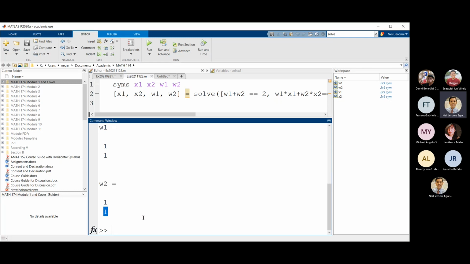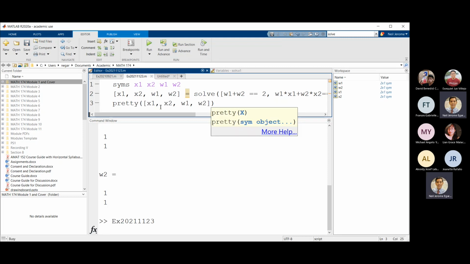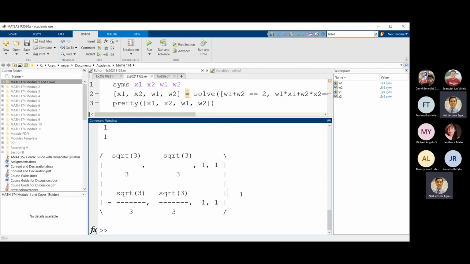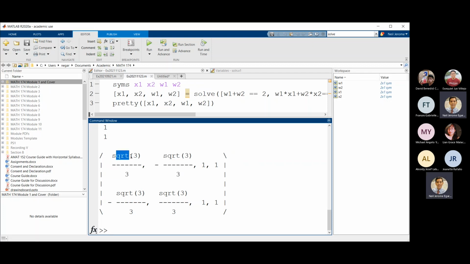Okay? Actually, I think there's a better way on how to display this. You can type pretty. Okay? Tapos ilagay mo yung vector na gusto mong ipa-output sa kanya in a prettier way. Copy ko to. And then I'll hit F5 for run. Okay. So ito yung makukuha kong solution. So the first solution is this guy. Ito si X1. Oops, ito si X1. Ito si X2. Ito yung weight para kay X1. Ito yung weight para kay X2.